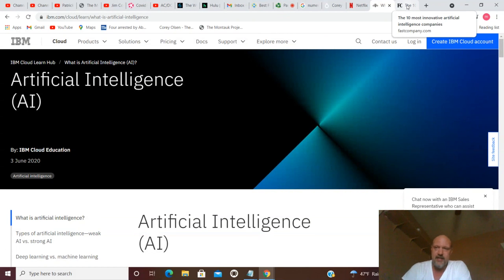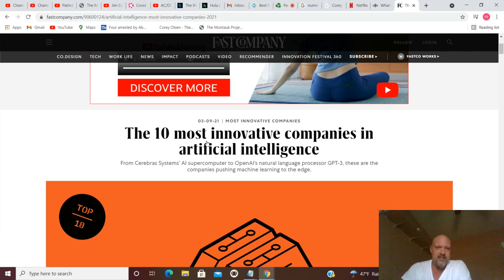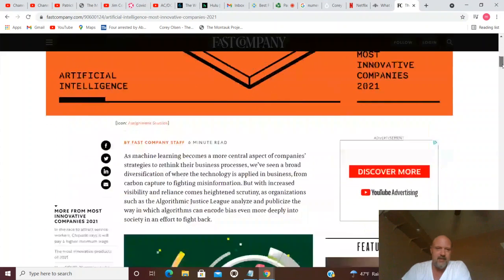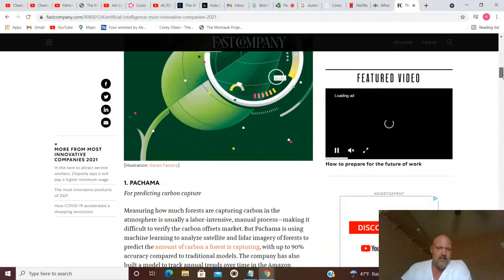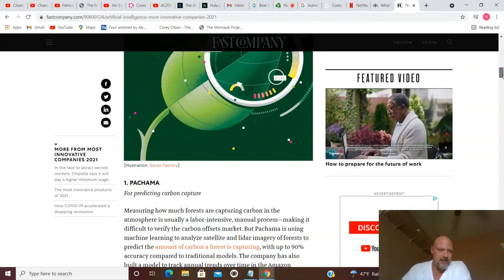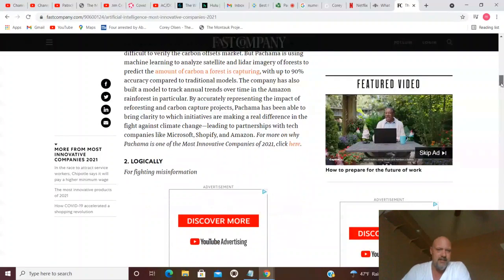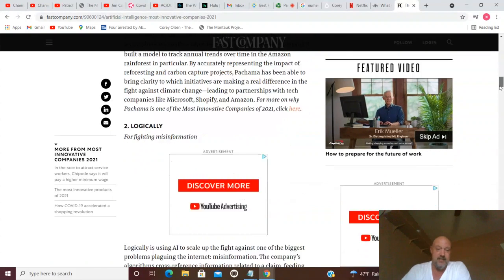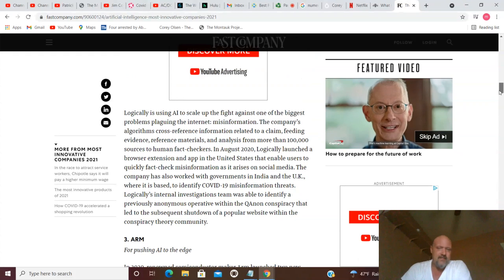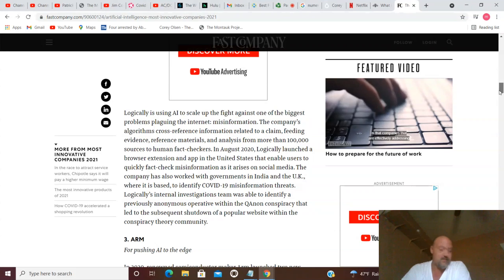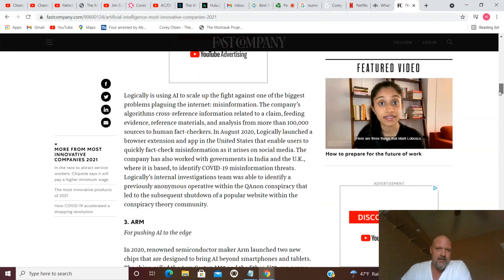And as we come back, 10, 1, 0. How about the 10 most innovative companies in artificial intelligence? Well, here's 10 companies they can calculate from. Pacama for predicting carbon capture. This deals with forests. I kind of read it logically for fighting misinformation because that's important. Fighting some misinformation, I'm sure. Others, they push the misinformation. And I'm not going to read all these.